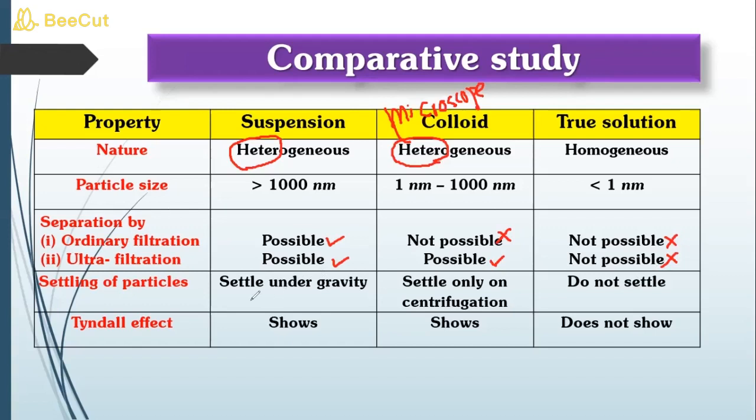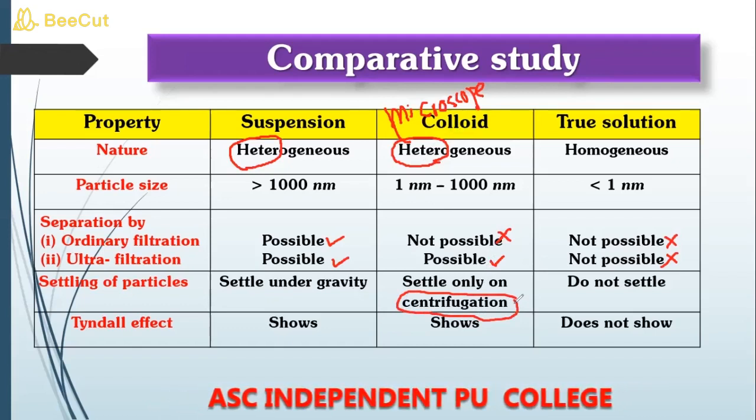Settling of particles. Suspension is heavier when you make a comparison to the other two solutions or, say, mixtures. Hence, just under gravity they get settled. But for a colloid, we need a special technique called centrifugation. Only under centrifugation do they get settled, whereas true solutions cannot be settled at all.